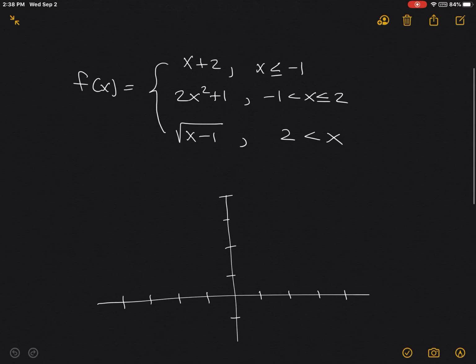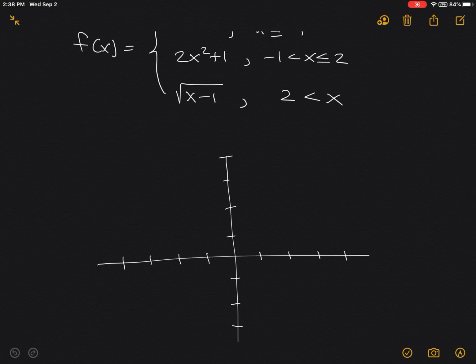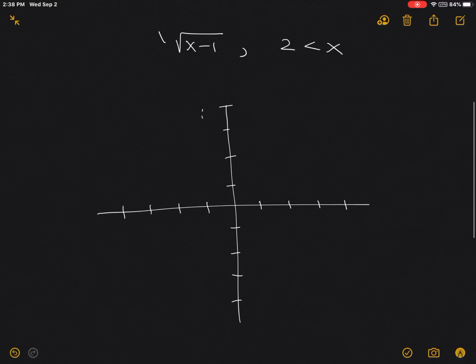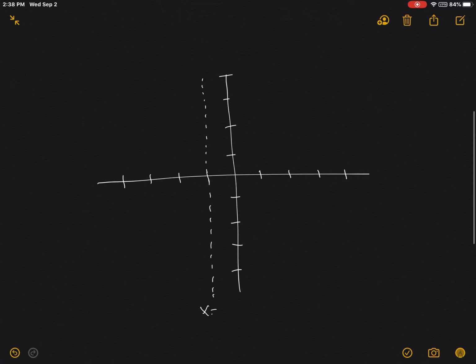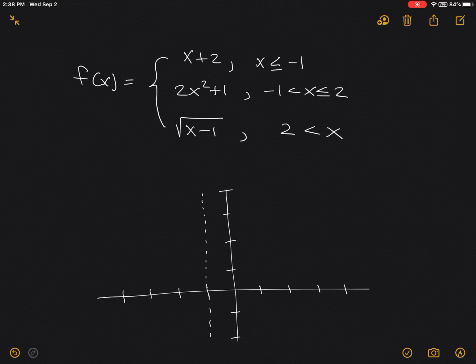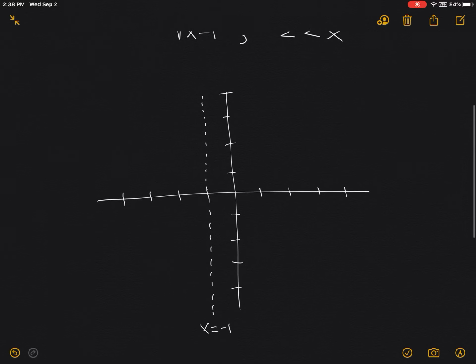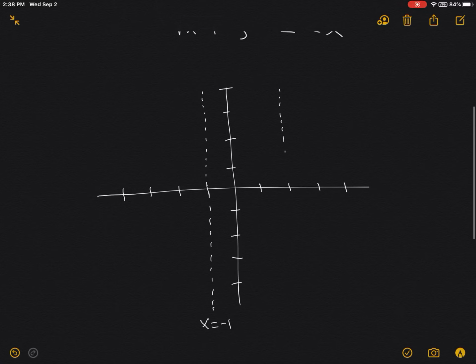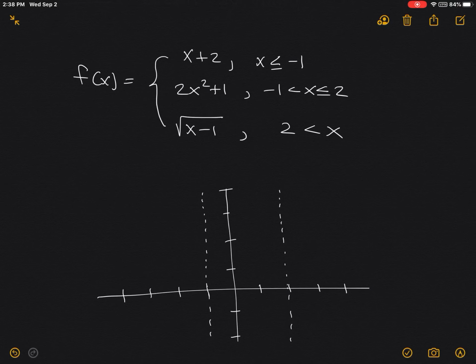And the first thing I'm going to do is take a look, right? I have x is less than or equal to -1. So I'm going to draw a dashed vertical line at x is equal to -1. Okay, so this is x is equal to -1. And I also have a graph, 2x squared plus 1, for x is greater than or equal to -1, but less than or equal to 2. So 2 is where I'm going to draw my next dashed line. Okay, x is equal to 2. And then I have a graph, x is greater than 2.